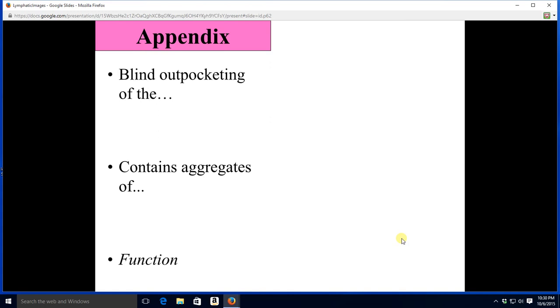The appendix is a blind outpocketing of your colon. It can be a couple inches long. It might be up to like 11 inches long. I think that's the record, although I don't really know. It's blind, meaning it has a dead end. It's got lots of aggregates of lymphoid follicles as well. The appendix is one of those things that's often said to not have a function, it used to.